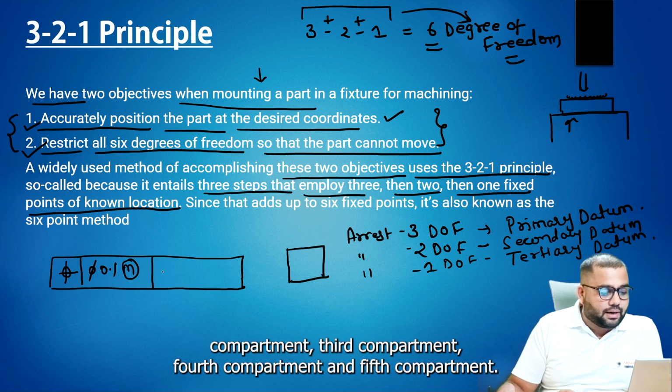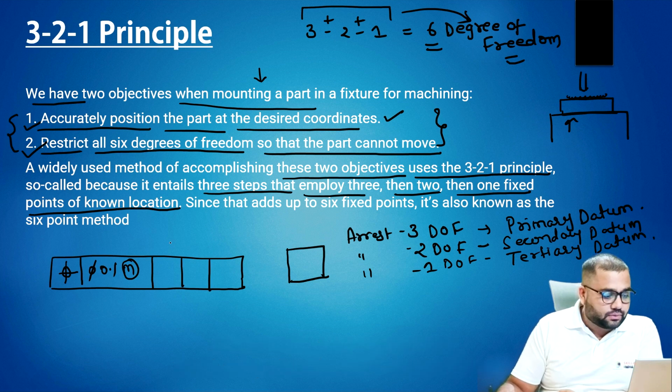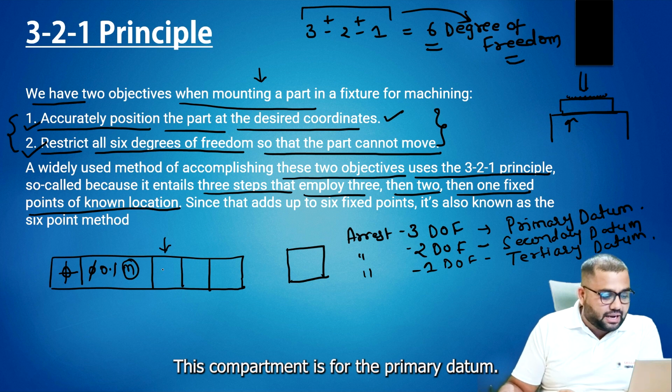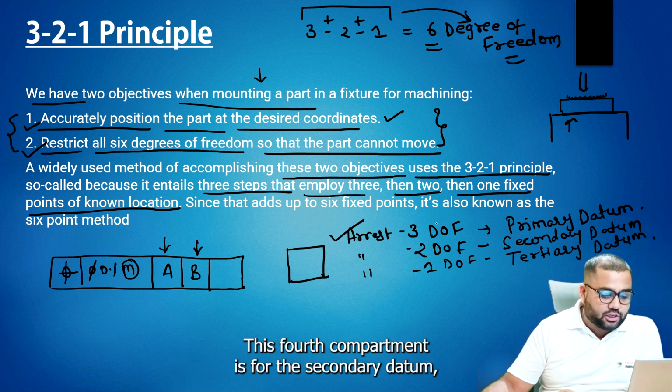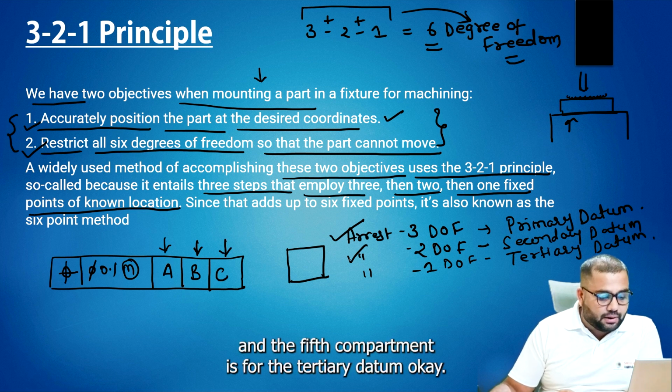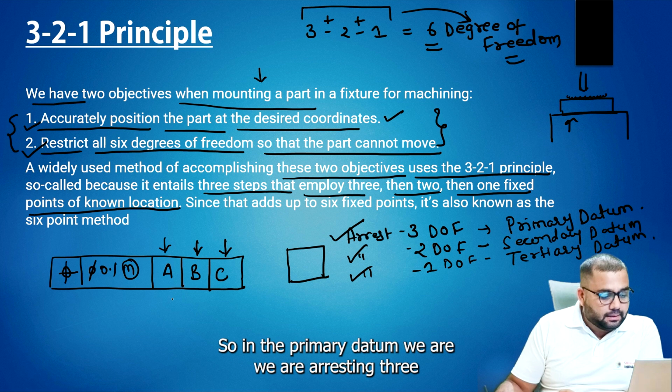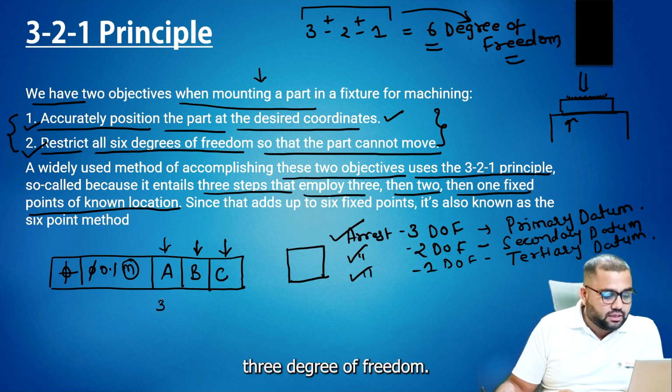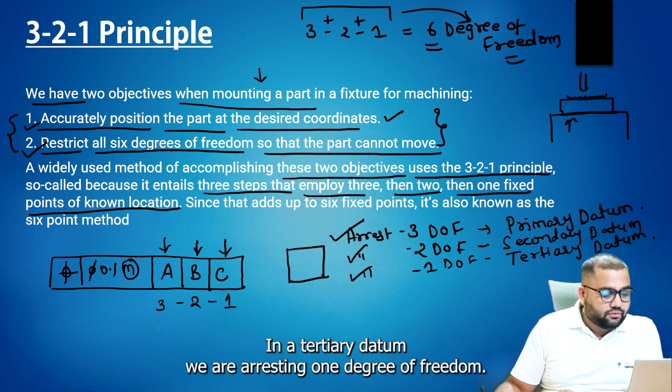In the third, fourth and fifth compartments, this compartment is for the primary datum, this fourth compartment is for the secondary datum, and the fifth compartment is for the tertiary datum. In the primary datum, we are arresting three degrees of freedom. In the secondary datum, we are arresting 2 degrees of freedom. In the tertiary datum, we are arresting 1 degree of freedom.